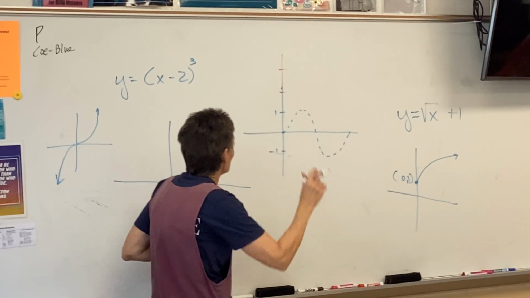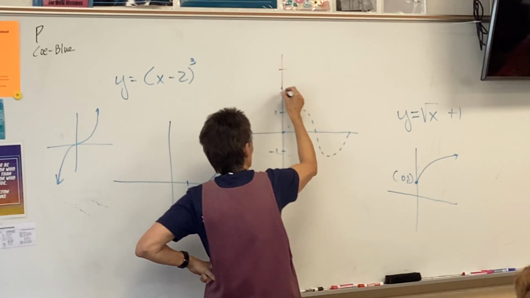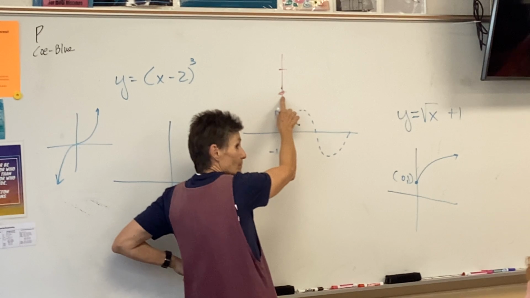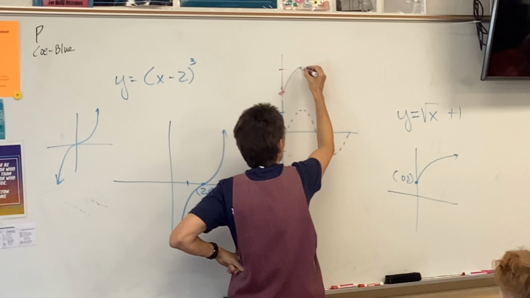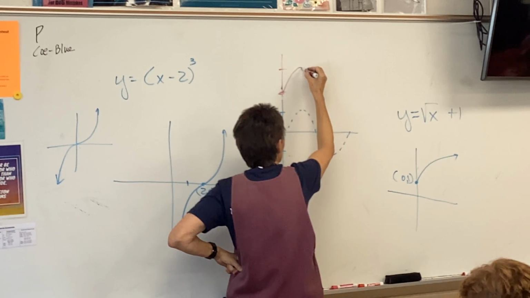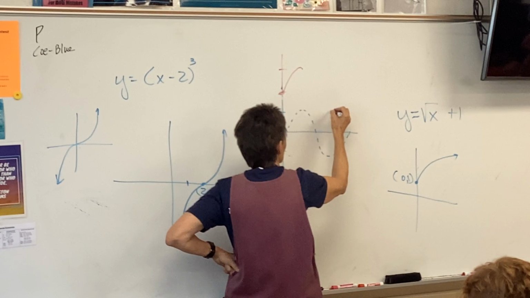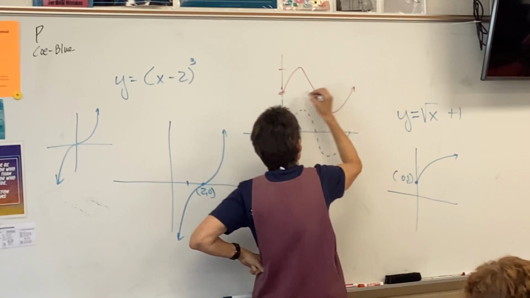Hopefully they're not back. Alright, so I'm gonna take this whole thing and shift it up 2. So now it's starting at 0, 2, and it's gonna go up to 3. Right? And down to where? 1. So it looks like that.